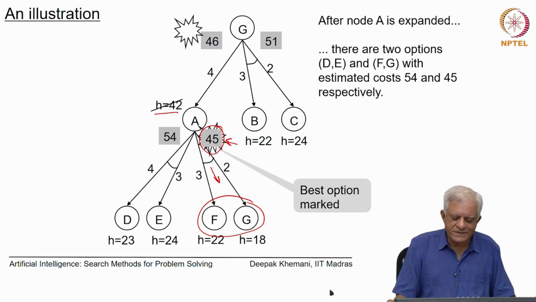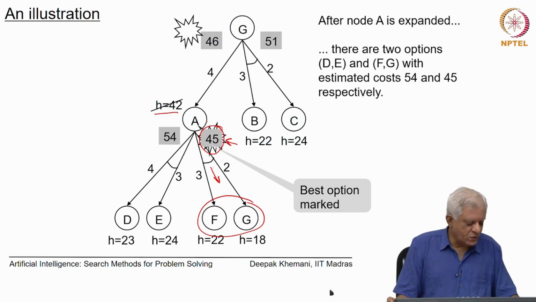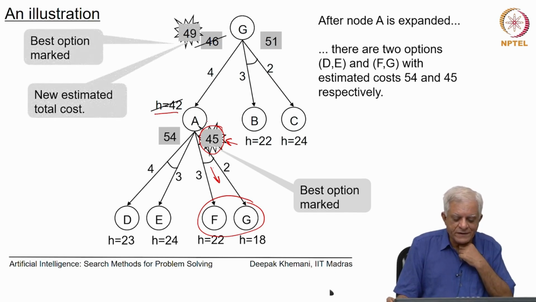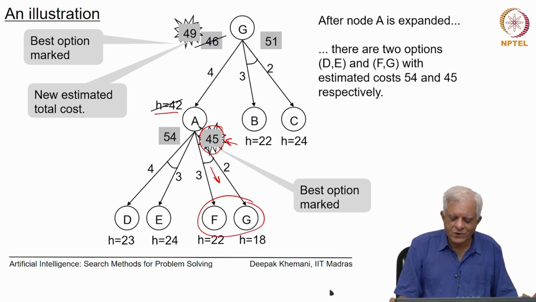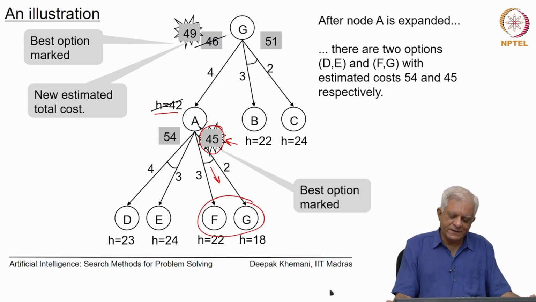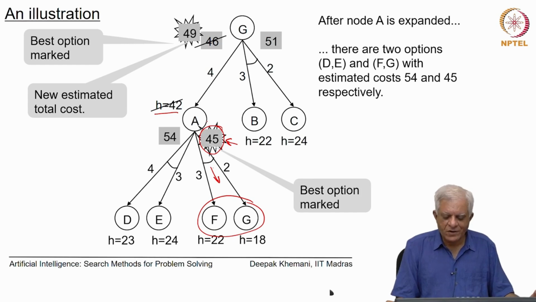We must propagate this changed cost to the root node, and when we do that, we find that the cost of root has now gone up to 49. It is still better than 51. So, it still remains the best choice, but this is where the graph would look like after 2 expansions. In the first expansion, we expanded the root and we identified A as the best choice. Then in the second expansion, we expanded A and we identified F and G as the best choice and backed up the values appropriately all the way up to the root.